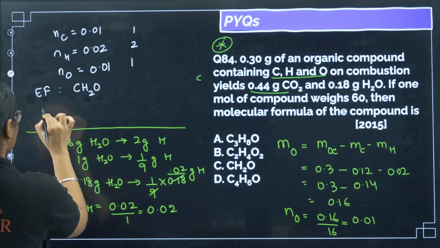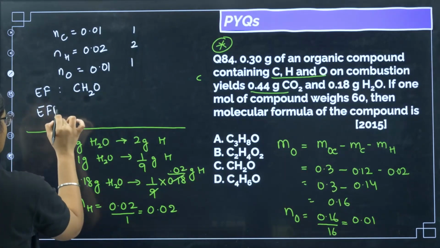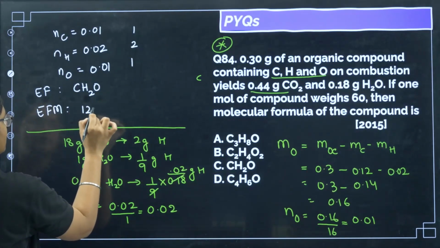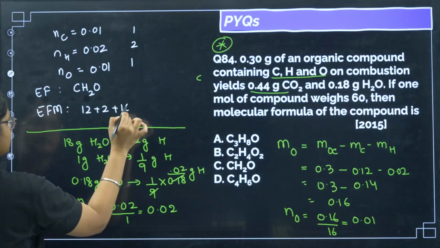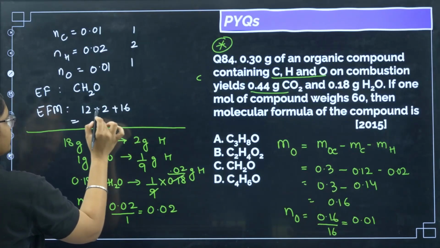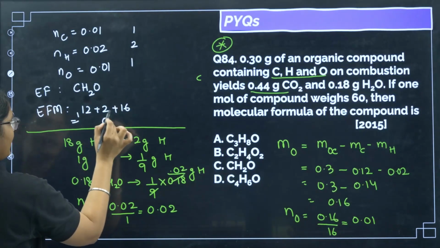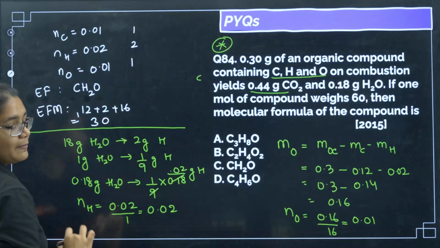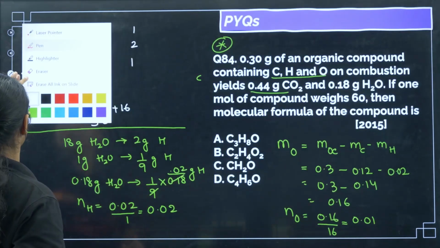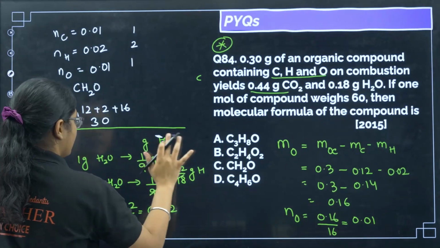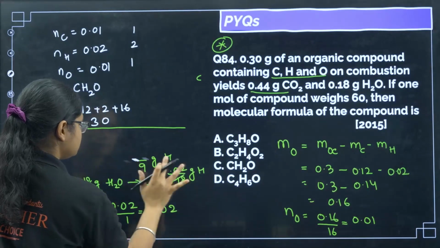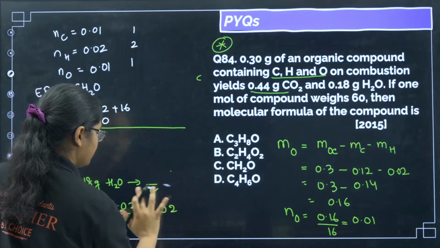Now what is the empirical formula mass? You have to just add the mass here. So 12 plus 2 plus 16. So that will give me 2 plus 2, 4 plus 6, 10, and then 1, 2, 3, 30. Empirical formula mass is 30. Okay. Now what I have here, just a minute.